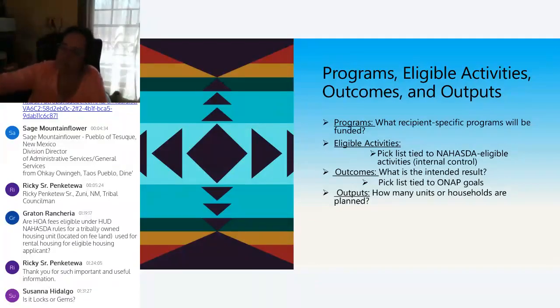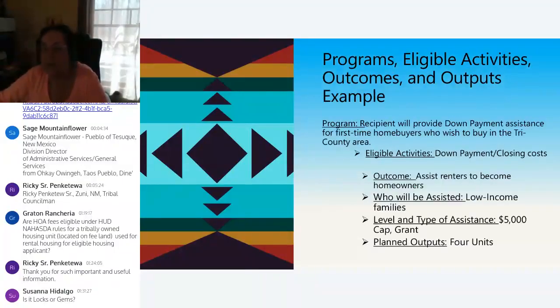So this is the outcomes and outputs. What specific program is going to be funded? What is the eligible activity? And there's a pull-down list that you pick from. What is the outcome? What's your intended goal? You pick from a list again from the ICDBG and NAHASDA goals, and how many units or households are planned.